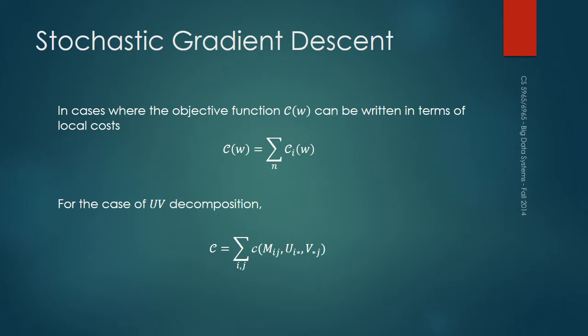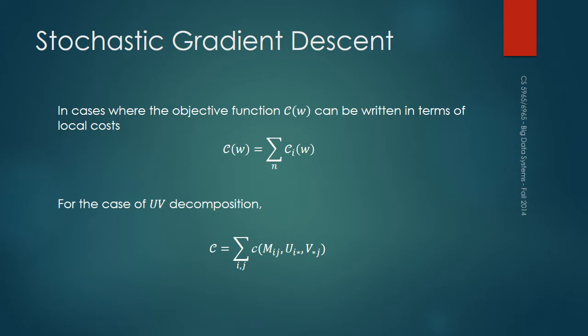Right? So it's driven by data. And for it to work, you want to be able to break down the objective function in terms of the local cost, where local cost here corresponds to each particular non-blank entry of M. So if this was my cost, W being the unknowns, which would be all the entries of U and V, we can break it down depending on the number of data points that I have.